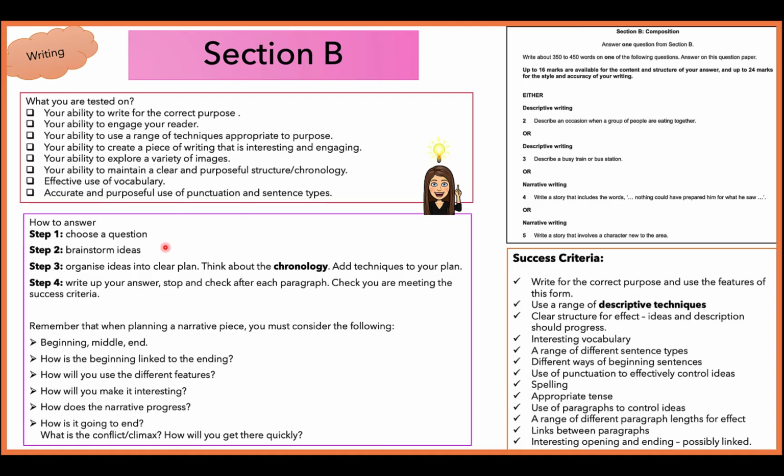So you might think, okay, well in paragraph 1 I'm going to talk about these different things, but I'm going to include personification and a metaphor, and I think I'm also going to include a short sentence here. So also think about how you are going to show that you are using the different skills required. Then write up your answer. Do stop and check after each paragraph just to make sure that you're meeting the success criteria, just to make sure that you're using a variety of different techniques. You don't want to just use metaphors all the way through. You want to make sure that you've got a variety.